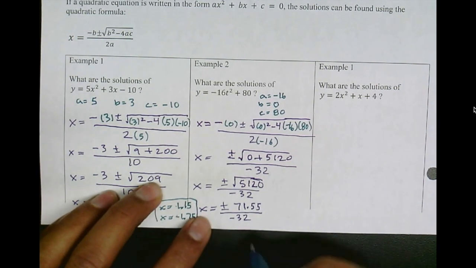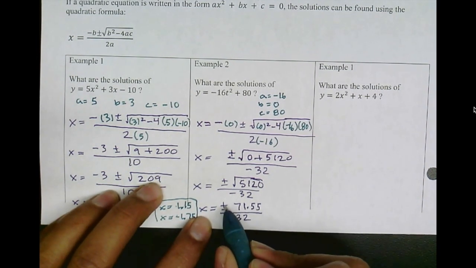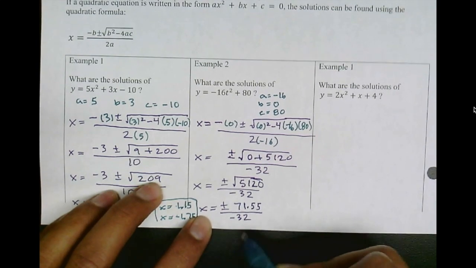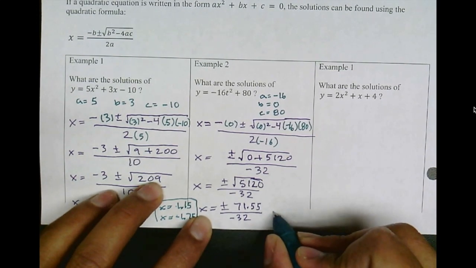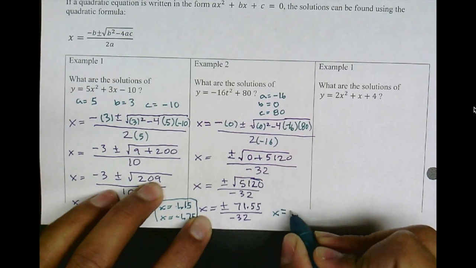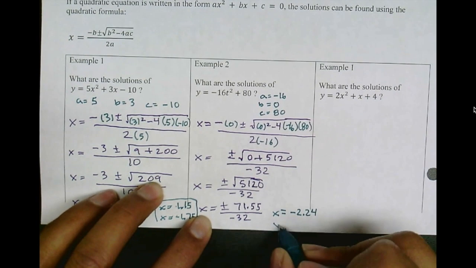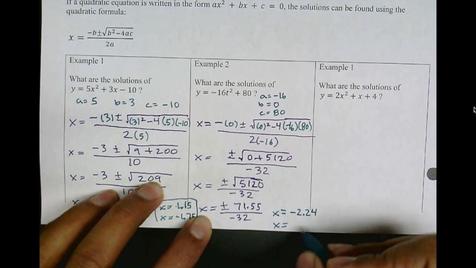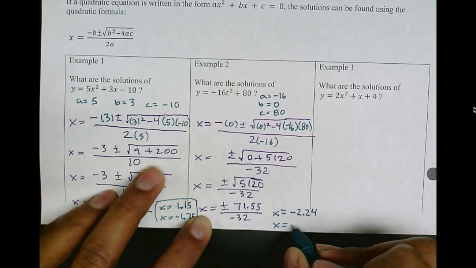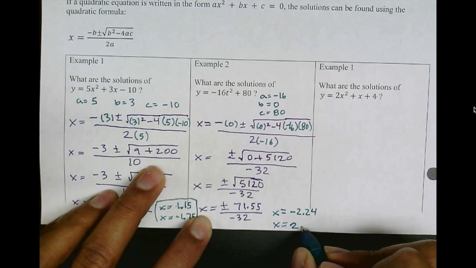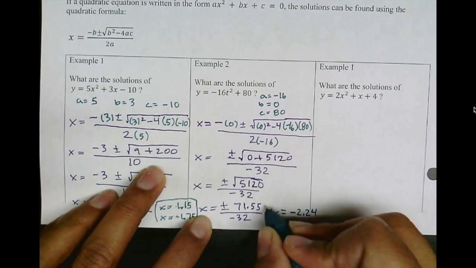So again, let's go ahead and get our two solutions. First, we have positive 71.55 divided by negative 32. When you take that into your calculator, you should get a negative 2.24. And secondly, we have negative 71.55 divided by negative 32, and that should give you a positive 2.24.